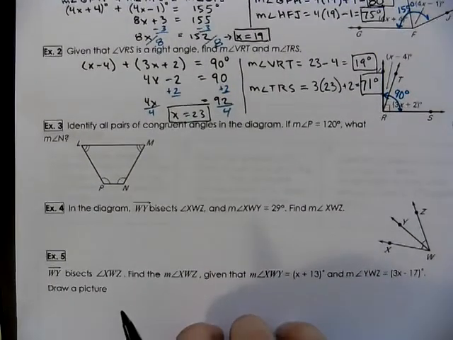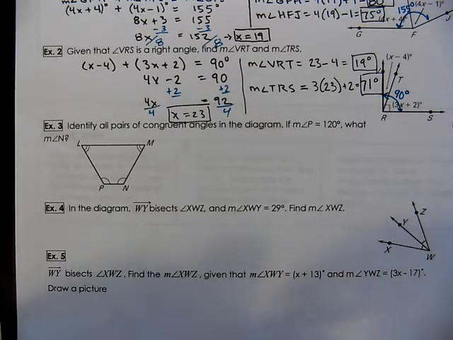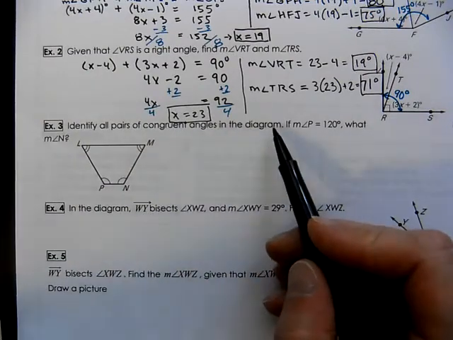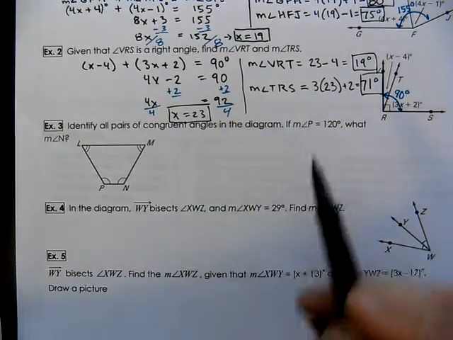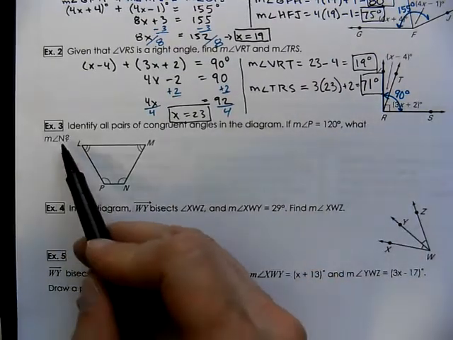Here in example 3, we're stepping away from the angle addition postulate for a moment, and we're going back to yesterday when we were talking about the concept of congruent angles. Identify all pairs of congruent angles in the diagram. That's the first part. And then the second part, if the measure of angle P is 120 degrees, what is the measure of angle N?